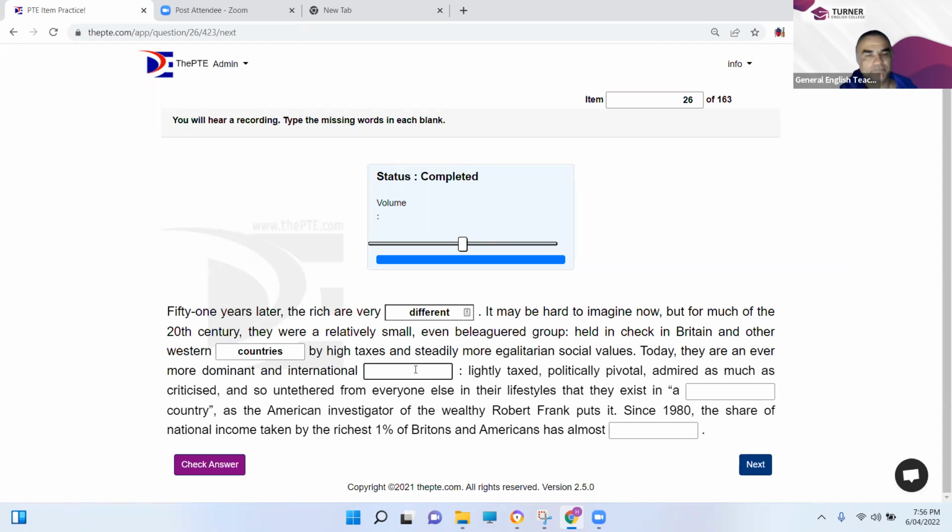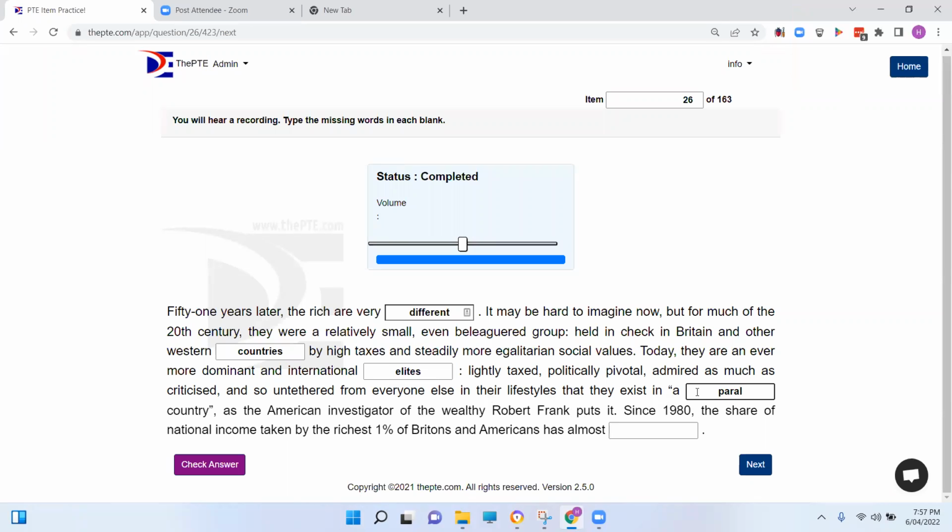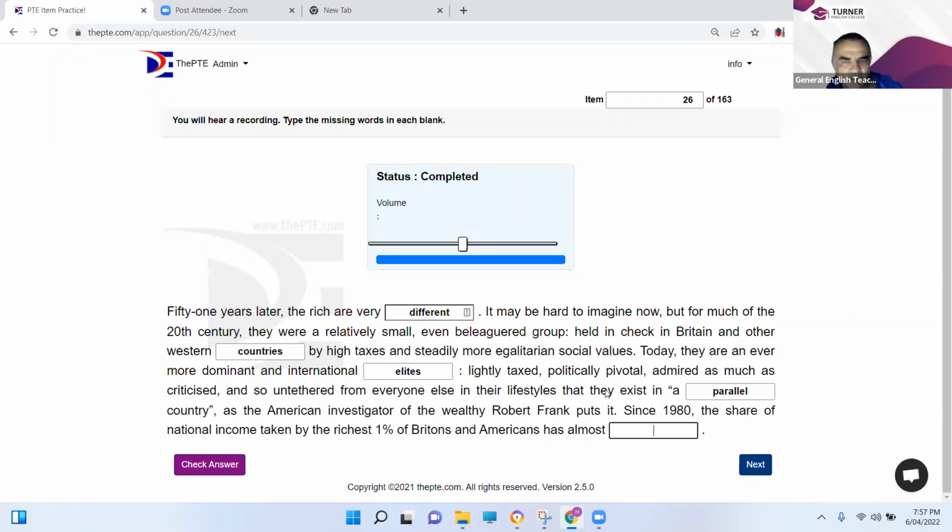Number 3, tell me. I'm not sure that one, but elites. Okay, anyone else? Very good. Elite. Very good. Elites means professionals, smart ones. Okay. Number 4, parallel. I'm not sure of the spelling. Parallel. Okay. Number 5.